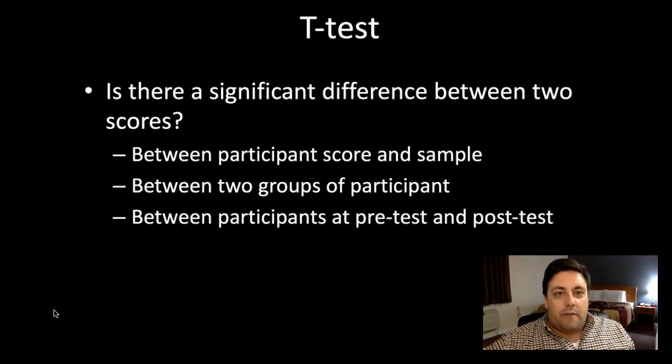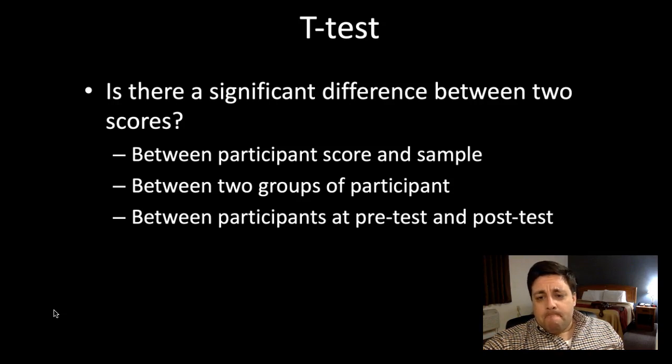So, what are the different things that these tests do? A t-test tells us if there is a significant difference between two scores, right? Maybe we want to know if there's a significant difference between a participant score and a sample score. I'll give you an example of that. Maybe we want to know if a participant's SAT score, just as an example, is significantly higher or lower than a sample of people who are in some way similar to this participant.